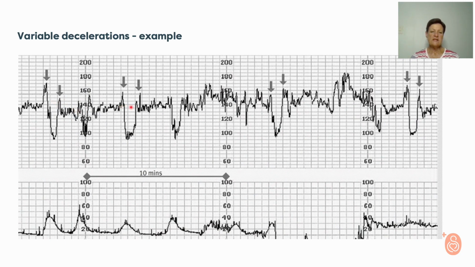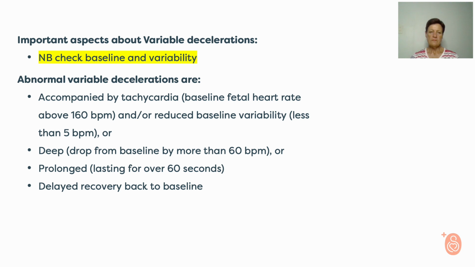Now here you can see this variable deceleration is shorter than 60 beats per minute. It decelerates from around 140 beats per minute to 100 beats per minute, so it decelerates by about 40 beats per minute. And the same here, it goes down to 100 from about 150, so it's about 50 beats per minute. So if we look at all these decelerations, they are shorter than 60 seconds and less than 60 beats per minute, so they're still within the normal side, if I can call it that, of the 60-60 rule.